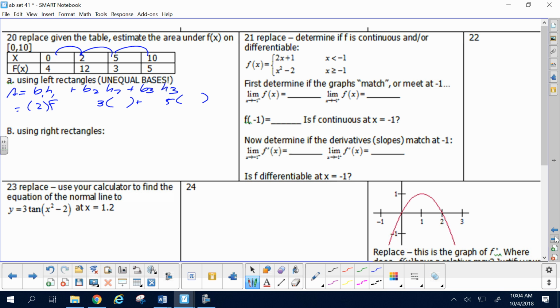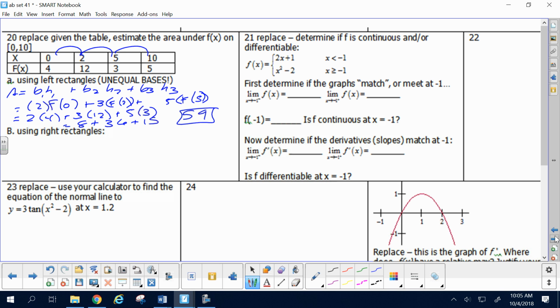F at, if I'm using left, do I use F at 0 or F at 2? 0. 2F at 0 plus 3F at 2 plus 5F at 5. If you do that, then you're working with something like 2 times 4 plus 3 times 12 plus 5 times 3. I'm getting 8 plus 36 plus 15. And so that feels like 59 to me. Do you agree? Okay.